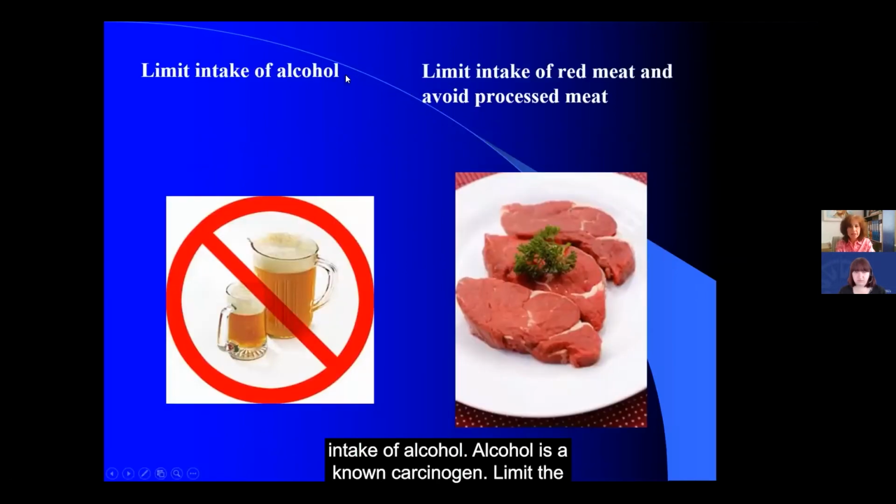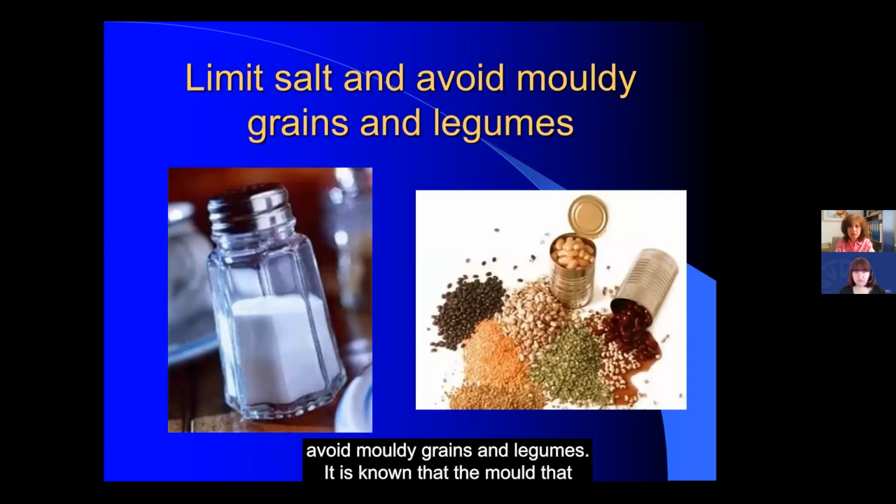Limit your intake of alcohol. Alcohol is a known carcinogen. Limit the intake of red meat and avoid processed meat. Limit salt and avoid moldy grains and legumes. Okay. It is known that the mold that can grow on peanuts gives rise to one of the most toxic carcinogens called aflatoxin. And we're very lucky in the UK, and in the USA, they screen for this mold in all our peanut butter products. But there are other parts of the world where they don't screen. So that can be a big source of carcinogens.